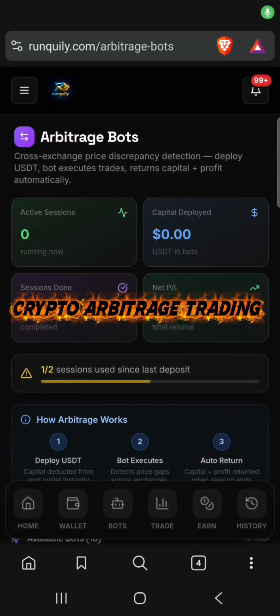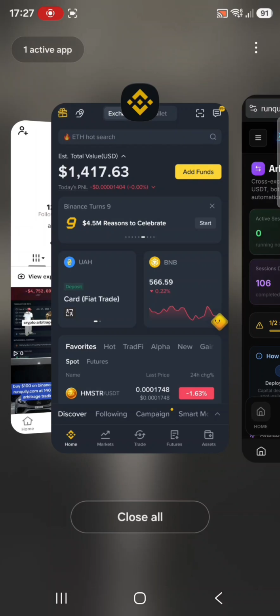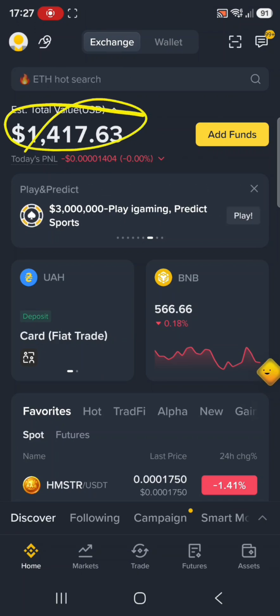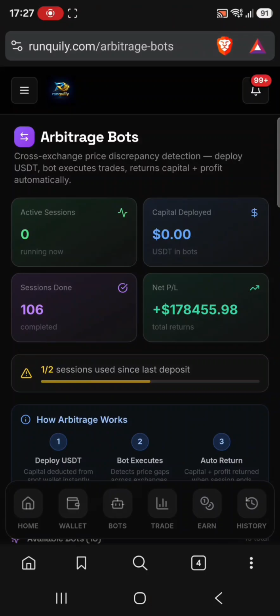What is crypto arbitrage trading and how does it work? So in this video, you will learn how crypto arbitrage trading works. Crypto arbitrage trading is buying assets at a lower price on a centralized platform like Binance. You can see I have a balance of 1,417, and selling them at a higher price on a decentralized platform. So today's arbitrage is very special.